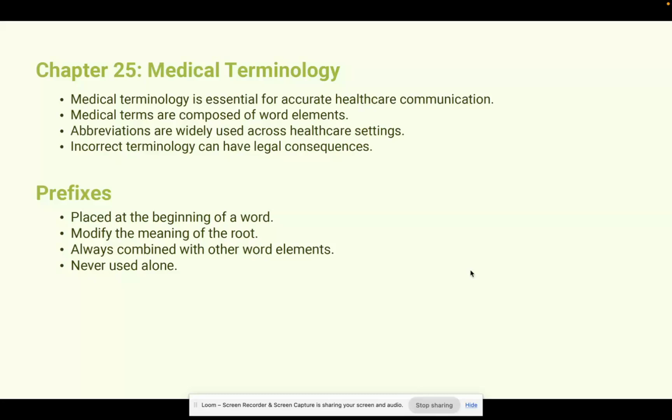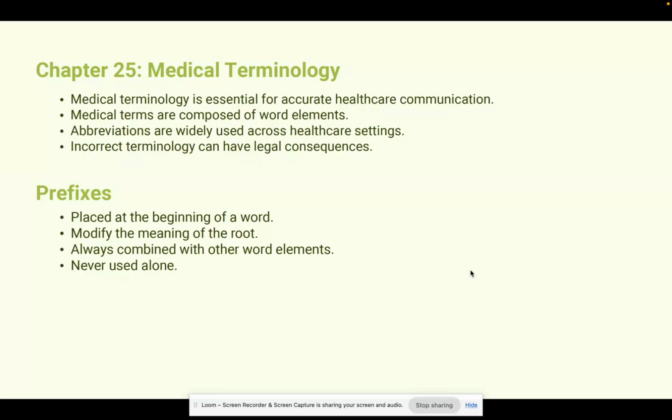So medical terminology, once again, is essential for accurate healthcare communication. We use terminologies in the healthcare setting, especially if you read documentation or reporting, or even when talking to the nurse or the doctors, right? Medical terms are composed of word elements, and abbreviations are widely used across healthcare settings. So basically, it's very universal. There might be some changes, but they are very minimal, right?